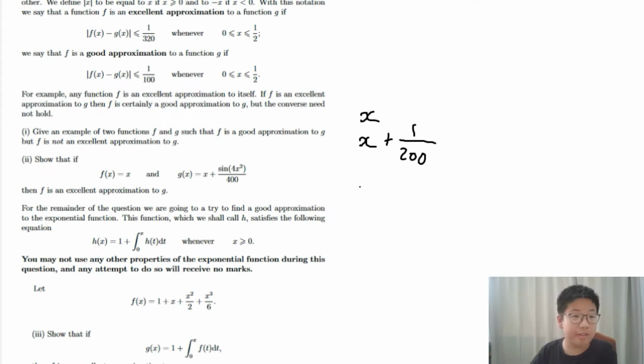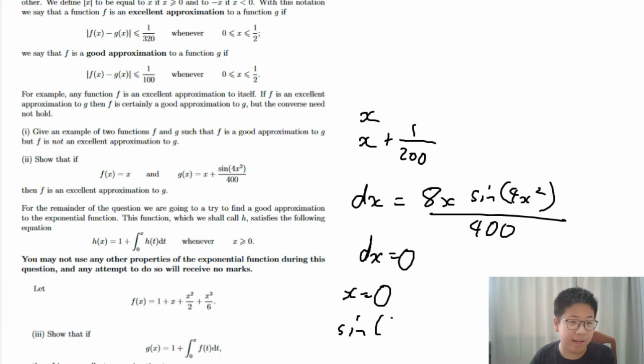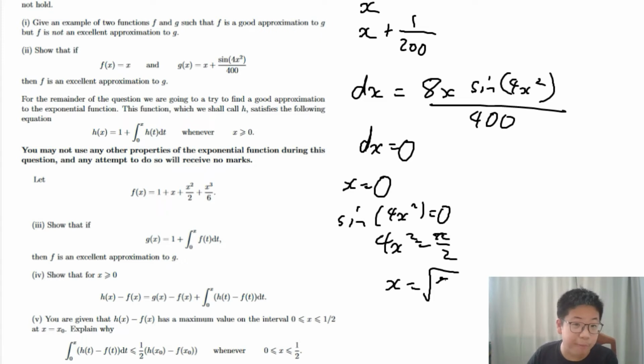So we're going to find the maximum of sin(4x squared) over 400. So the derivative with respect to x equals 8x times cos(4x squared) over 400. Great. So now we're going to find a maximum, so the derivative equals 0. Either x equals 0 or cos(4x squared) equals 0. So this means that 4x squared equals pi over 2, and therefore x equals the square root of pi over 8.